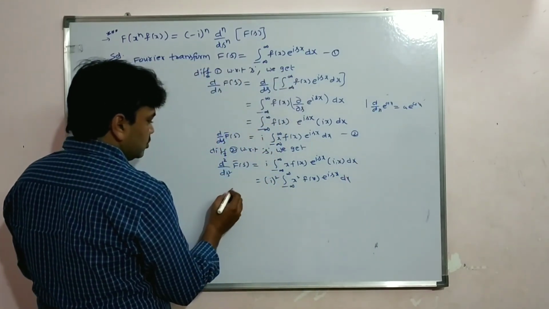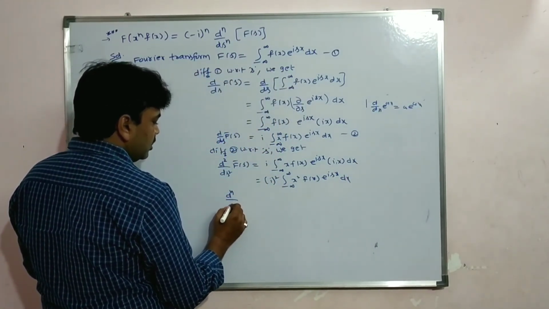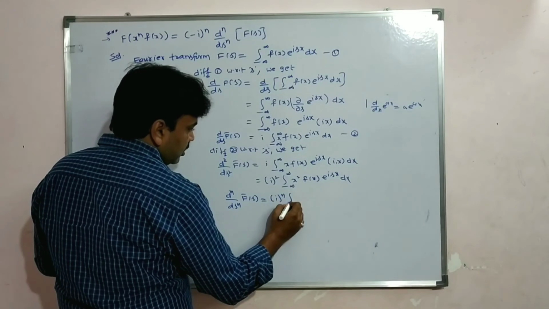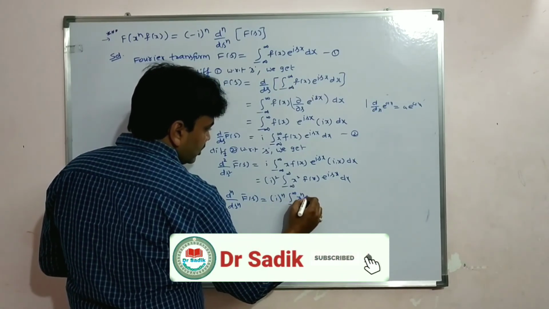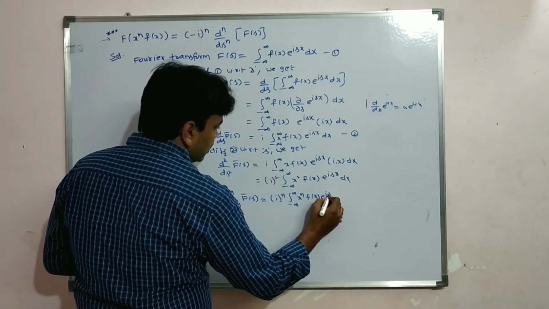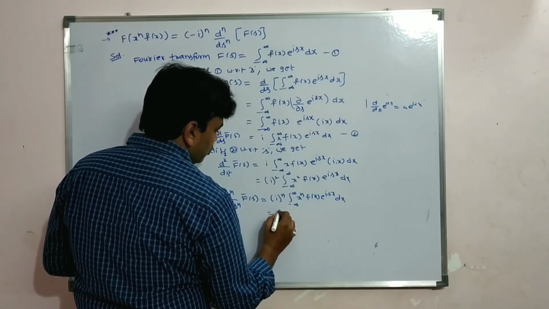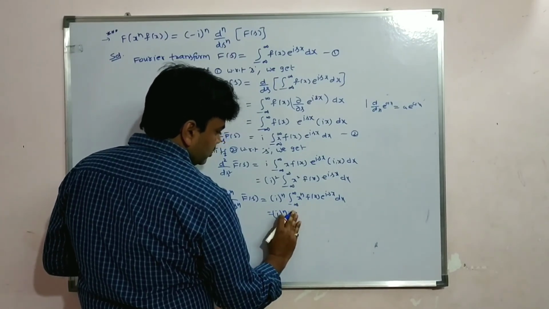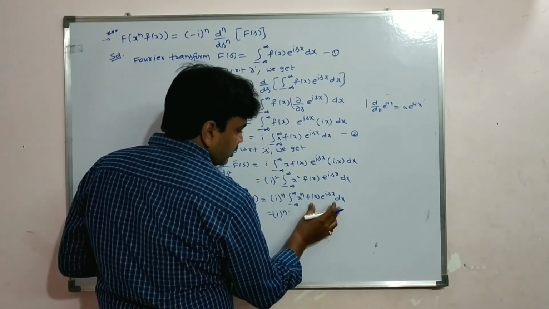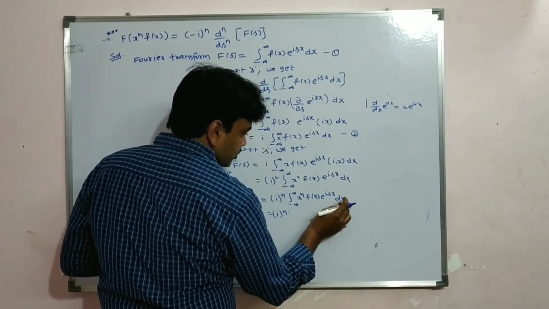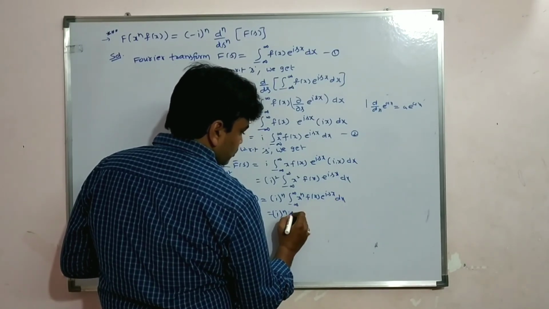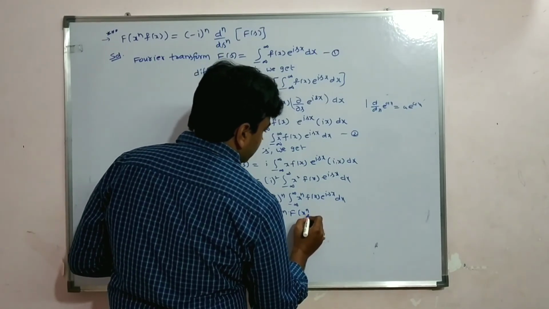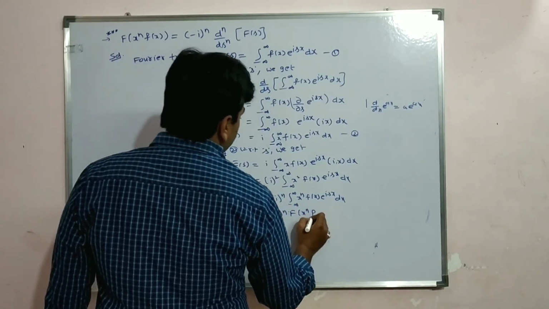So we can generalize here. d power n by ds power n of f bar of s is equal to, tell me, students, i power n times the integral of x power n f of x e power isx dx. So that is equal to i power n times, now see, students, the integral of x power n f of x e power isx dx, so this is the Fourier transform of x power n f of x, students.